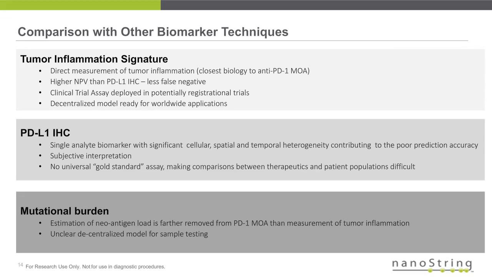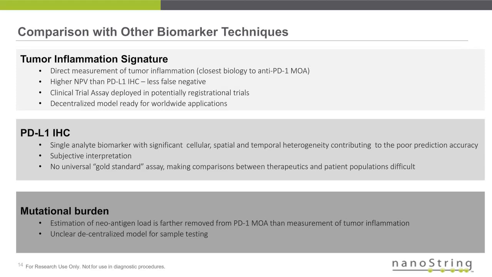In contrast to the tumor inflammation signature, other biomarkers which are currently in development for use as predictors for immunotherapy have some significant problems with them as assays. So the one that is approved as a diagnostic right now is the PD-1 immunohistochemistry assay. This is a single analyte biomarker, which is just measuring the presence and localization of the PD-1 protein within a tumor biopsy. And the PD-1 protein is known to be very diversely regulated with regards to its spatial profiling.